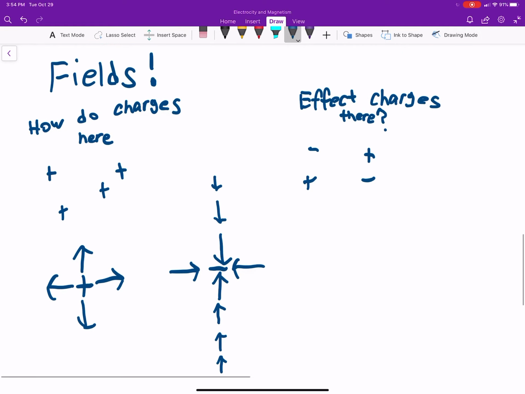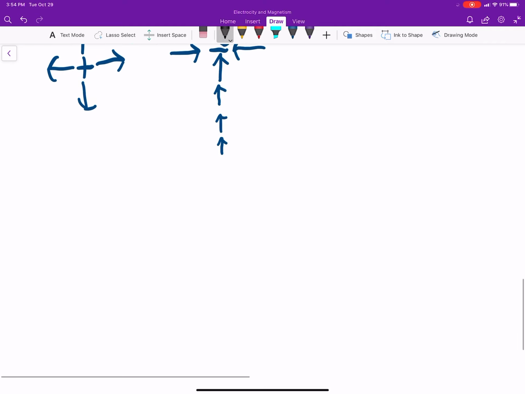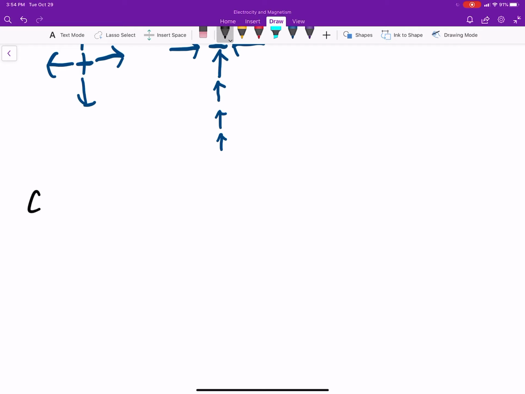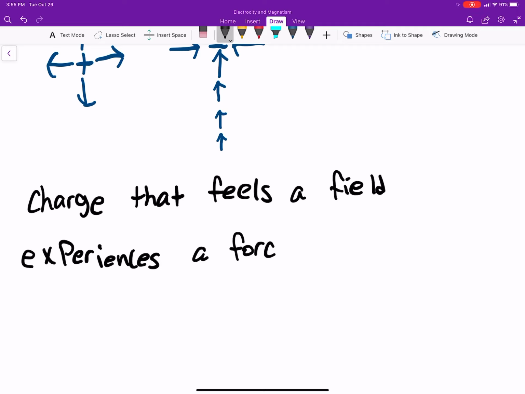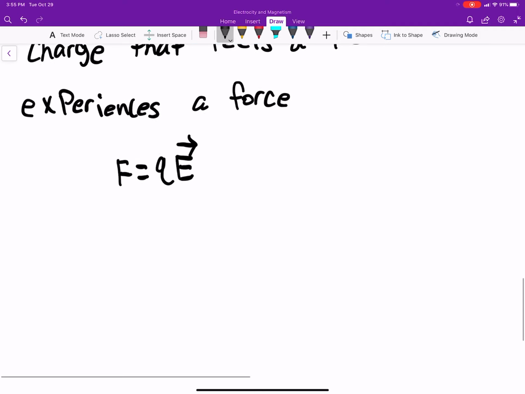So let's say these charges, how do these charges affect this charge? Well, they emit this field that goes all through space. And when a charge feels a field which is given off by these charges, it experiences a force, and that force is equal to Q times our E field. We'll talk about that more later, but hopefully you remember that from your second semester physics.